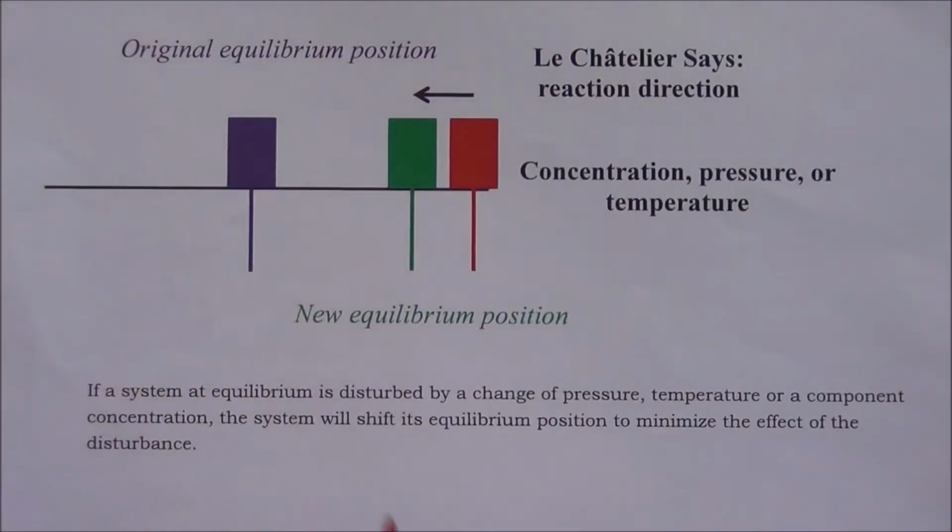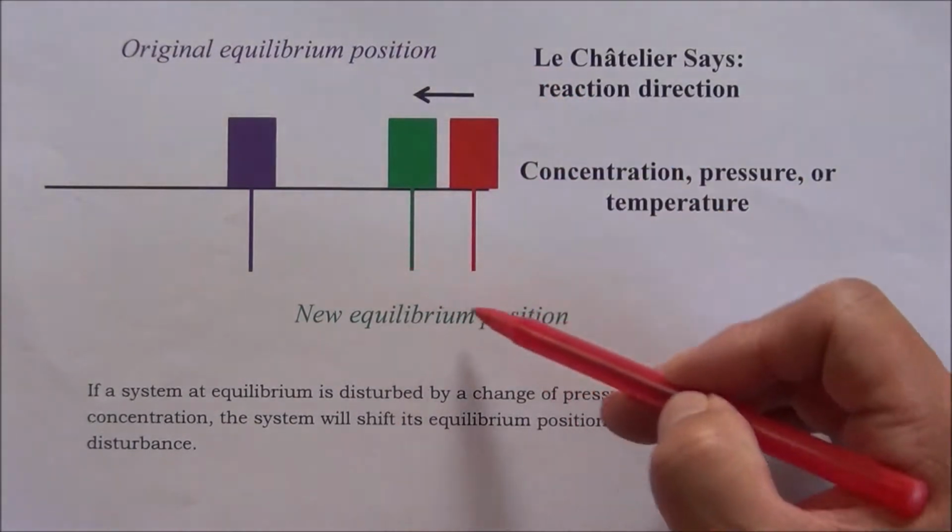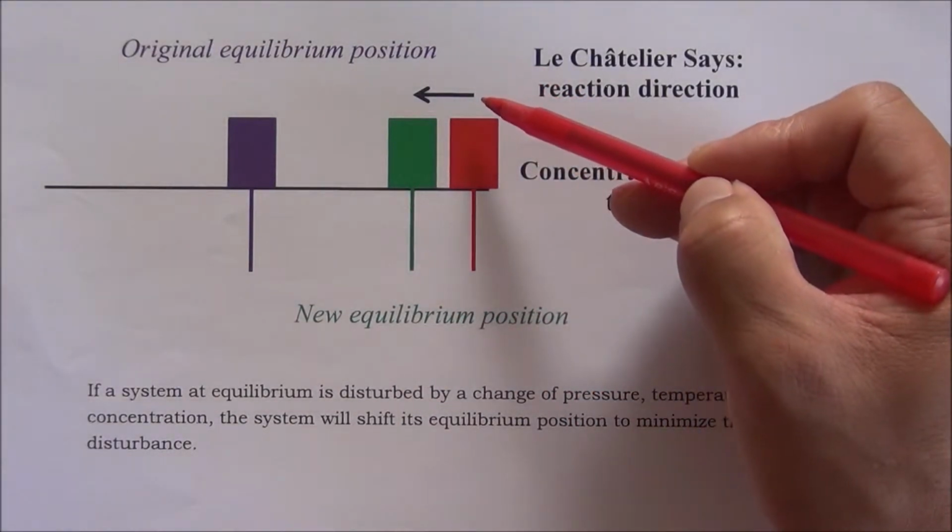Now let me use this picture to explain how to use this principle to predict the shift of a chemical equilibrium. Suppose there is a chemical reaction which is already at equilibrium. Let's call this the original equilibrium position. If you want to increase the concentration of a component by adding that component to the chemical reaction, that component can be a reactant, it can also be a product. After you add that component to the chemical reaction, this is the new concentration of that component.